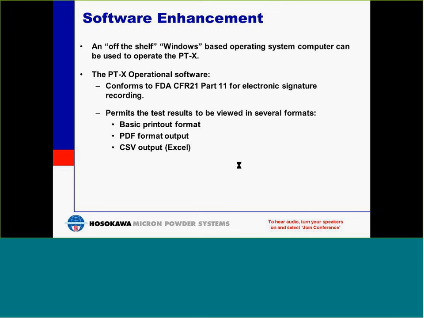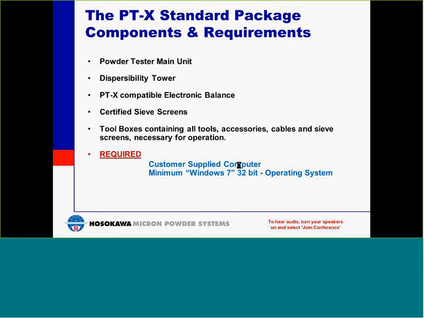It typically comes as a complete characteristics tester, because the PX is the only instrument produced that performs all of the Carr methods in one assembly. The main unit, the electronic balance, side sieve screens, complete histograms, and all the necessary parts and tools enable a client to take the unit out of the box, position it, and start measurements. As far as the computer, the requirement is Win 7, 32-bit operating system. However, we have units out there operating on Windows 8, 64-bit, so that's not a problem. This is just a minimum requirement.